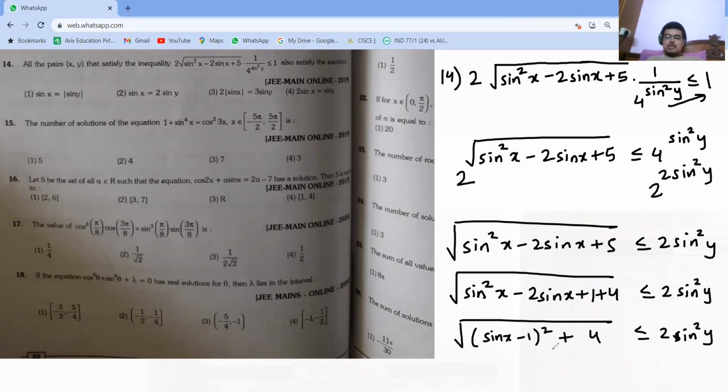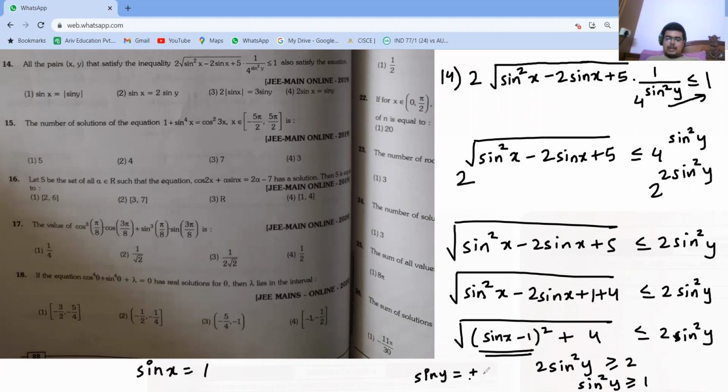तो त्रिशा, मुस्कान, आरुष, इसका आंसर 2 तब आ सकता है जब ये 0 होगा. So basically sin x will be equal to 1. And when sin x is equal to 1, then we will get 2 sin square y is greater than equal to 2. So we will get sin square y is greater than equal to 1. Now this is possible only when sin square y is equal to 1. It can't be greater than 1. It has to be equal to 1. So what are the values of sin y then? Then we can say sin y is equal to plus minus 1.